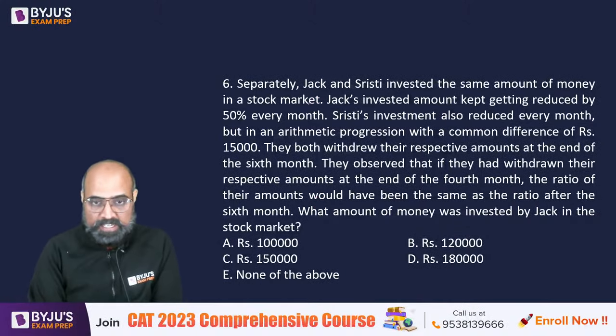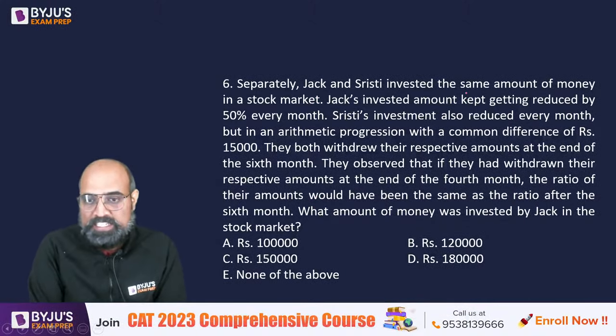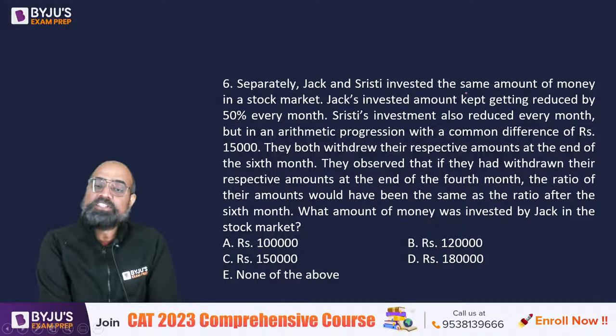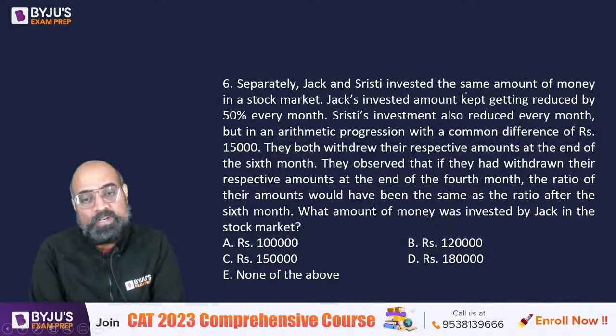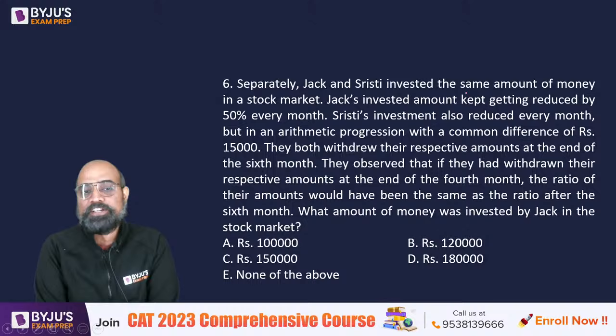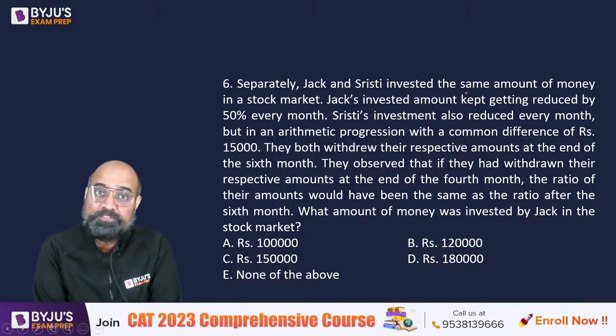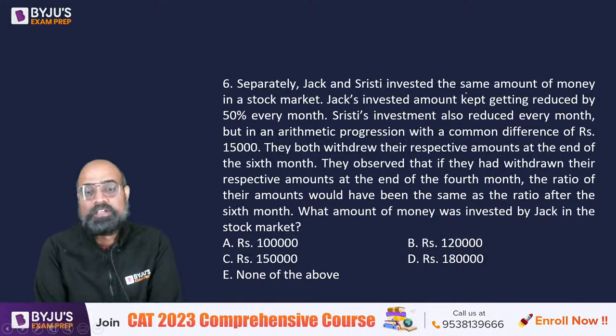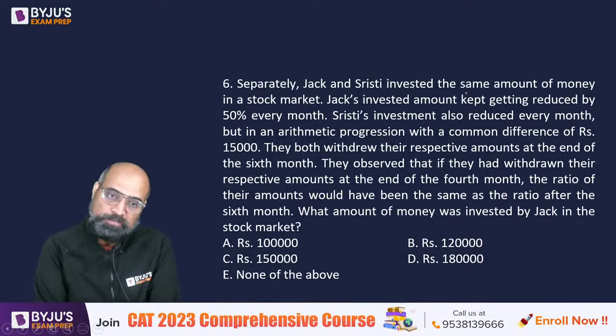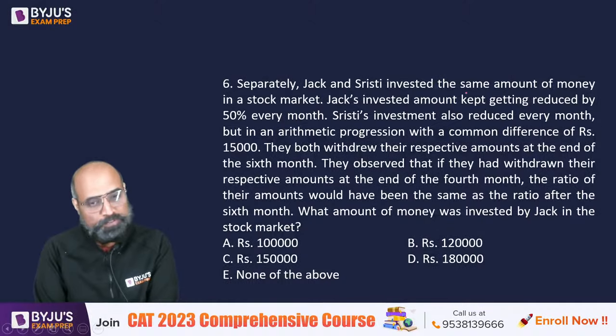Okay, next. I will answer your questions from the chat in some time, guys. Separately, Jack and Srishti invested the same amount of money in a stock market. Jack's investment amount kept getting reduced by 50% every month. That means only 50% is left. Srishti's investment also reduced every month, but in an AP with a common difference of rupees 15,000.